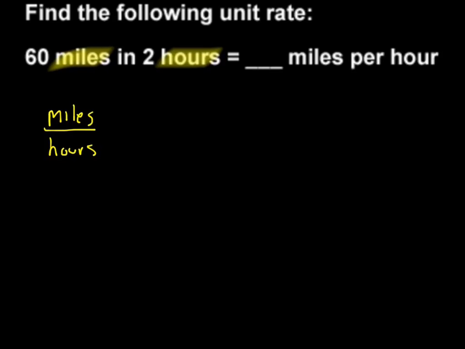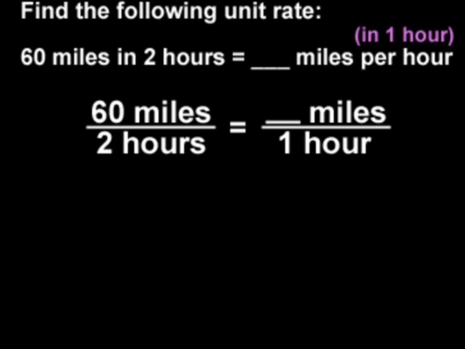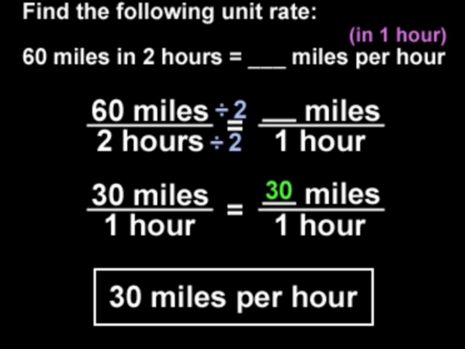So what does that mean? That might not make sense right now, but this is what I mean. Miles on top, miles on top. Let me highlight hours on the bottom, hours on the bottom. There, it is consistent. So this is how we set it up. So what do I have to do to this problem to get these equivalent? To go from 2 to 1, I have to divide by 2. So that's all that is happening here. I'm dividing by 2.